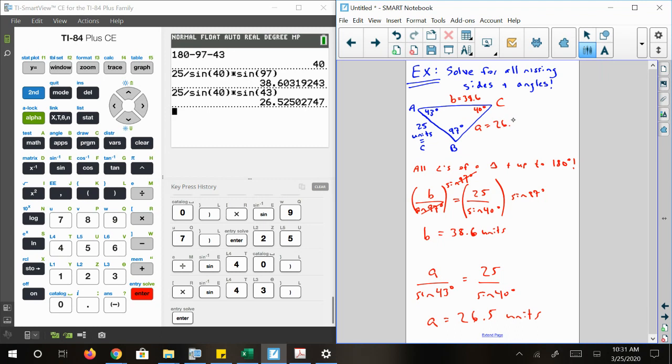Okay, one thing you can do when you're finished with a problem like this is just make sure that everything matches up. The largest side is opposite the largest angle. The second largest side is opposite the second largest angle. And the smallest side is opposite the smallest angle. Everything's checking out, so we have solved this triangle completely. Okay. All right, let's try another one here.